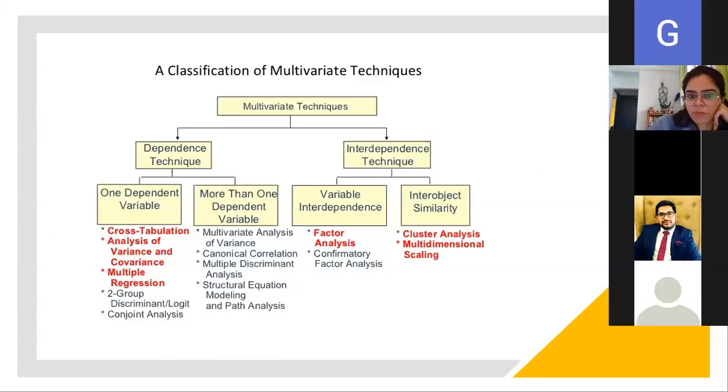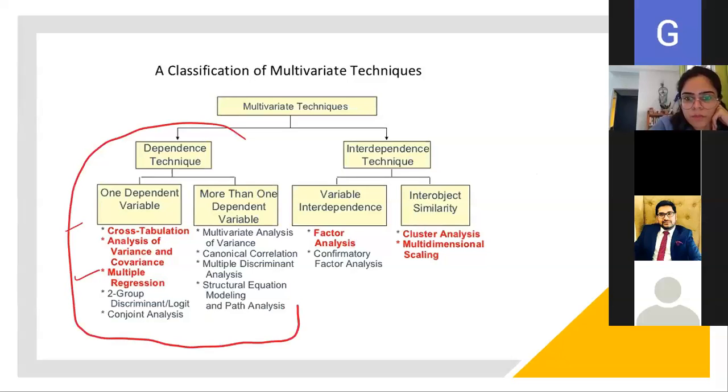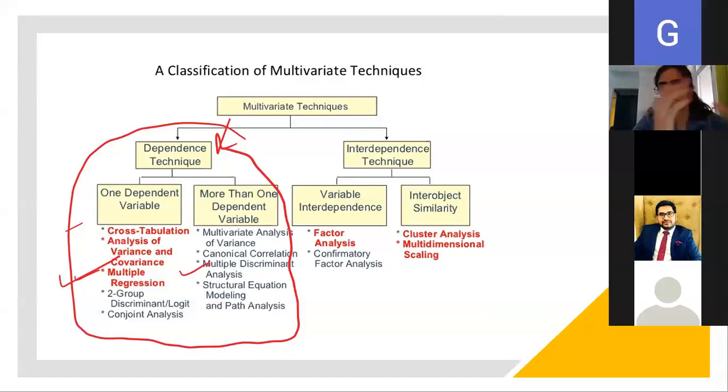So, classification of multivariate techniques. If there's one dependent variable, it's cross tabulation, multiple regression, like I discussed. Multiple regression, discriminant analysis, all this comes under dependence technique because a dependent variable is involved. But in interdependence technique, we are checking the dependence of each of these variables among each other. So factor analysis and cluster analysis are interdependence techniques.